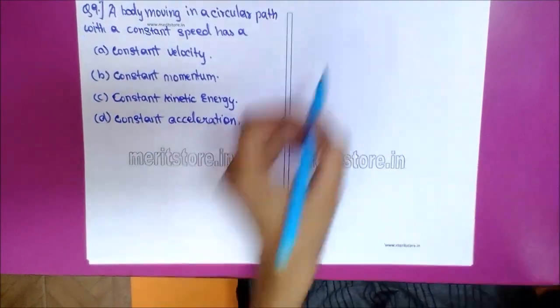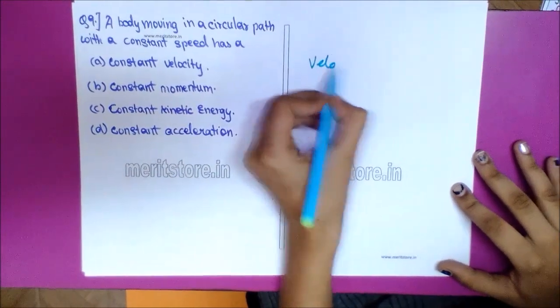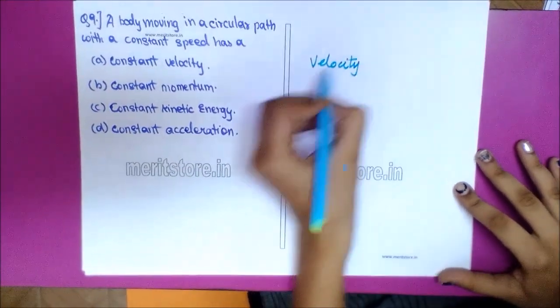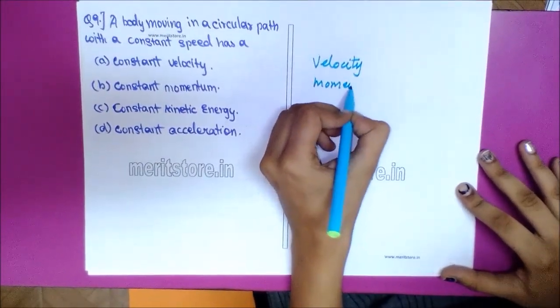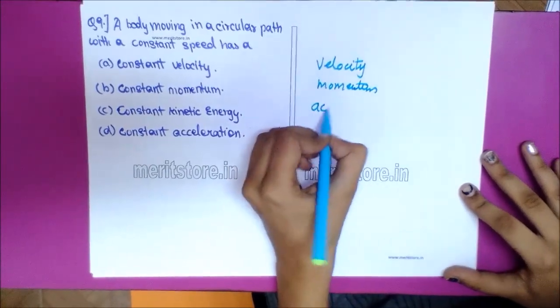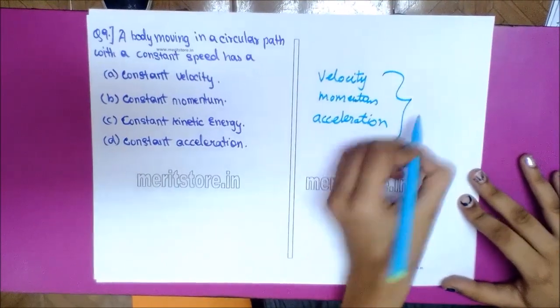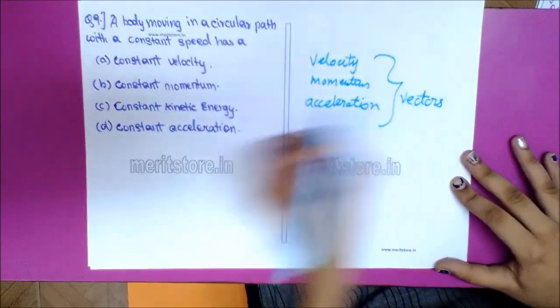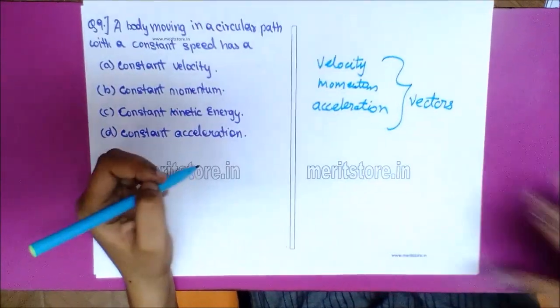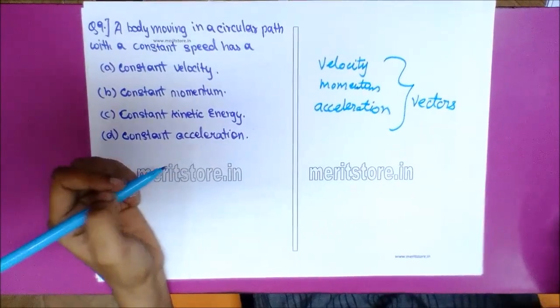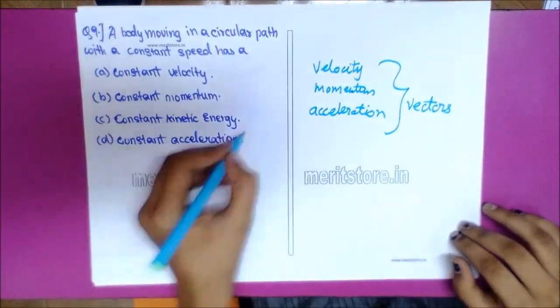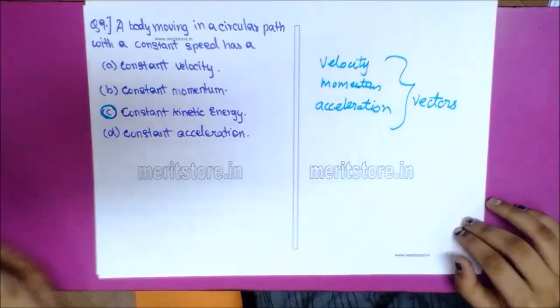these are vectors. So we have velocity, momentum, acceleration. All of these are vectors and they will change from time to time, or from point to point. Therefore the only thing that will be constant is kinetic energy. Option C is the correct option.